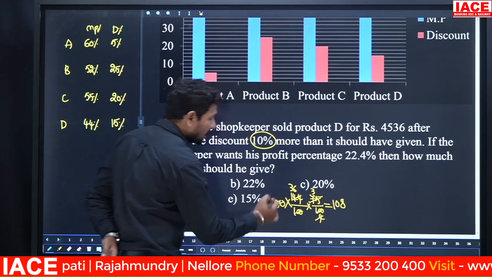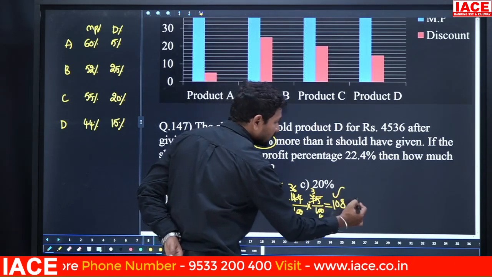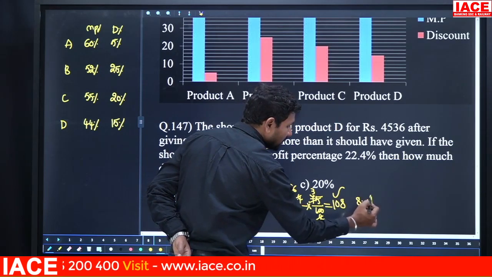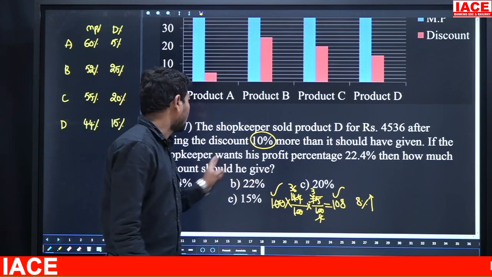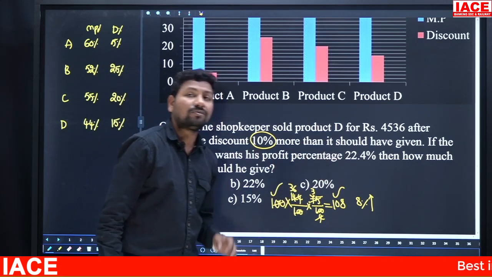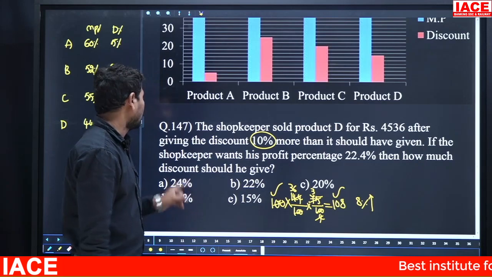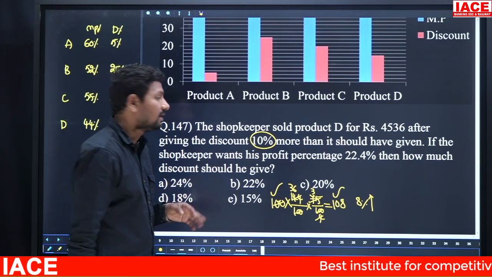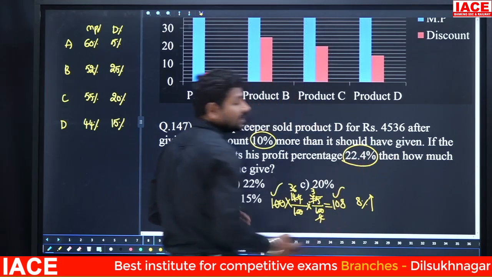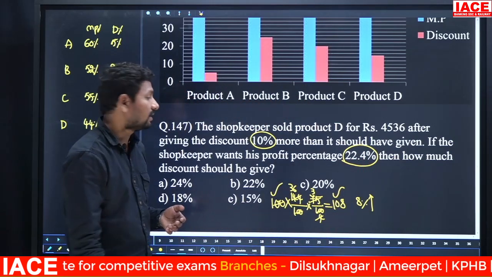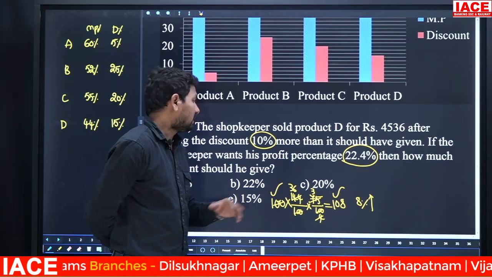108. Then 100 rupees product sold for 108 rupees means how much percentage profit? 8% profit. But if the shopkeeper wants his profit percentage to become 22.4, then how much discount should he give? He needs not 8% profit, he wants to make his profit 22.4. Then how much percentage discount will he give?